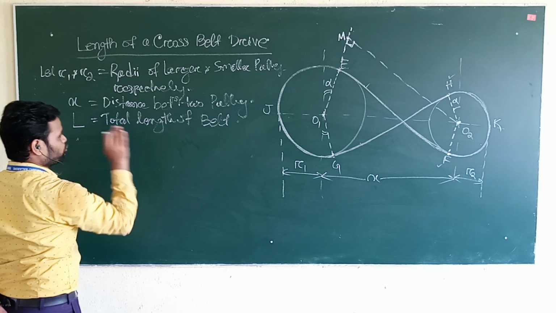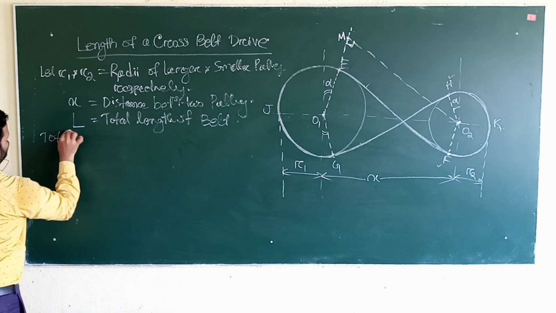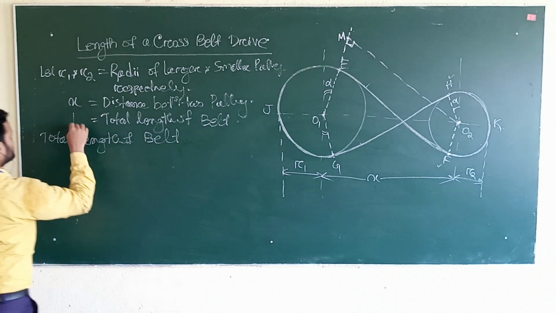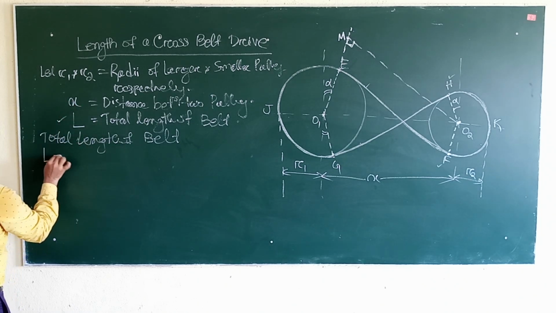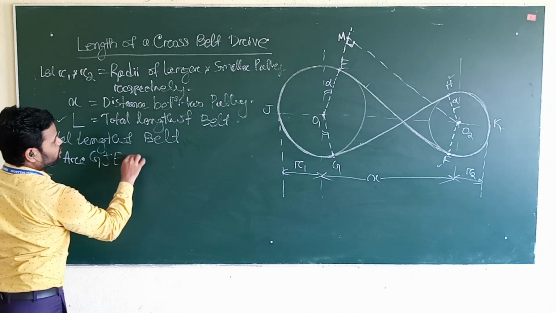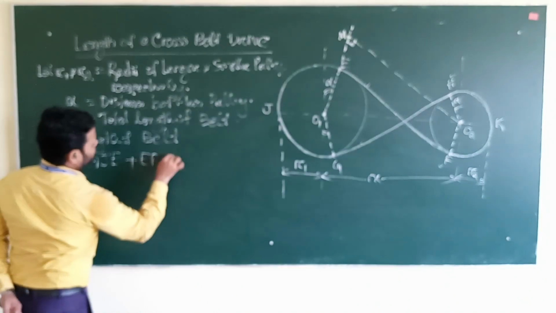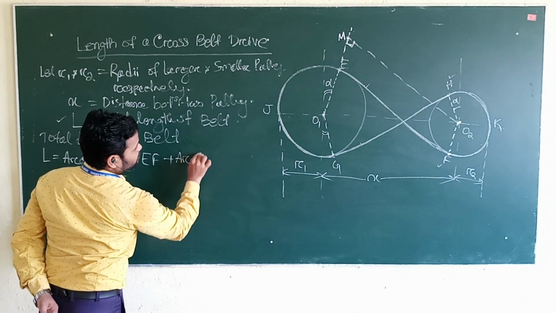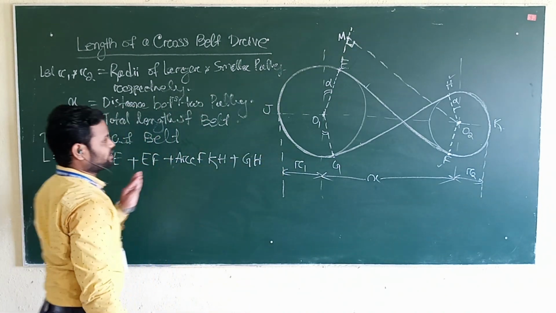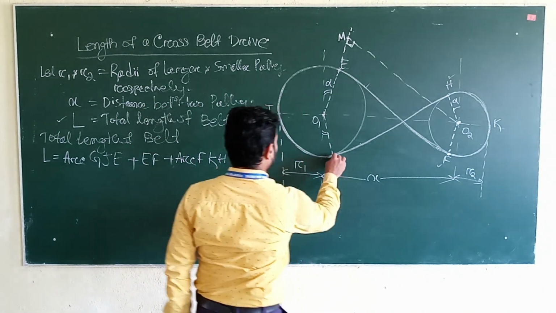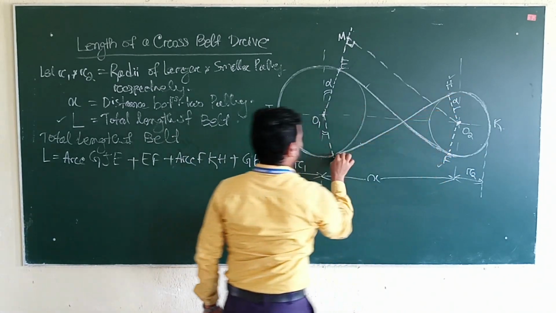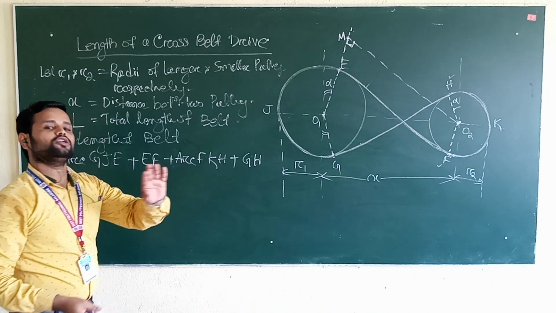So if we write it as an equation, the total length of the belt, whose symbol is capital L, equals arc G, J, E plus E, F plus arc F, K, H plus G, H. So in this way, we can calculate the total length of the belt: arc G, J, E, next E, F, next arc F, K, H, next G, H. If we add all of them, we get the total length of the belt.